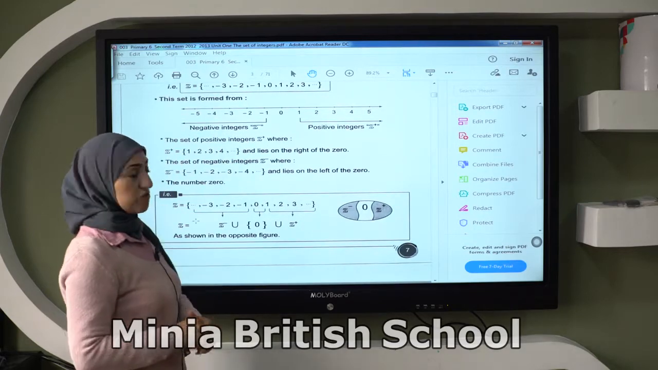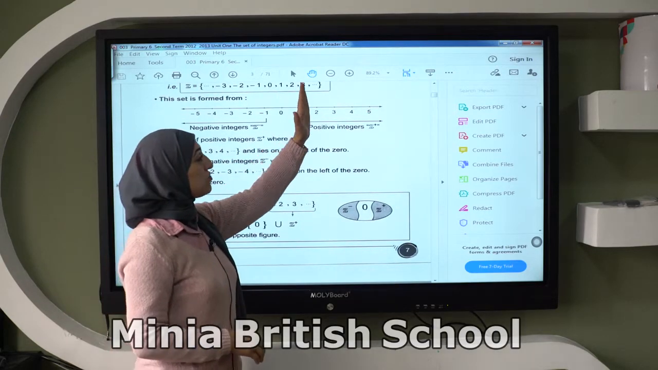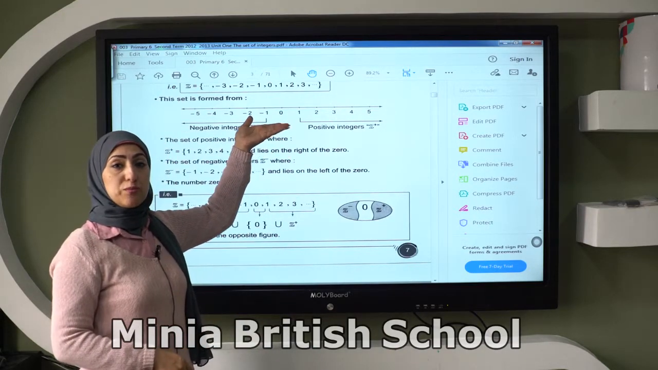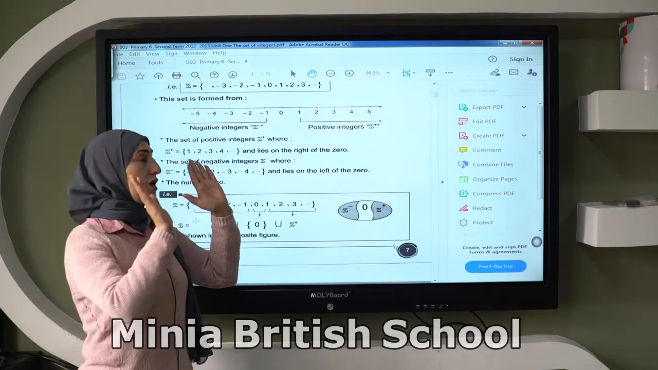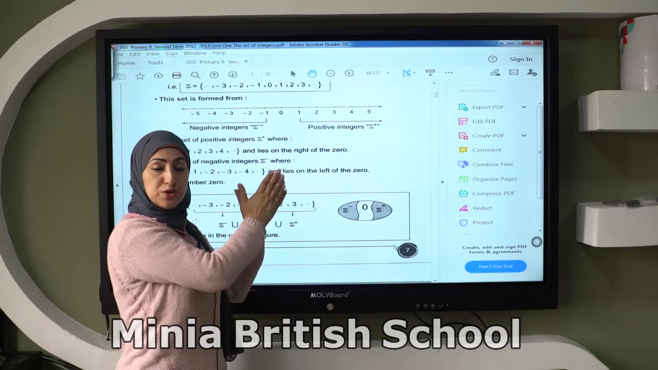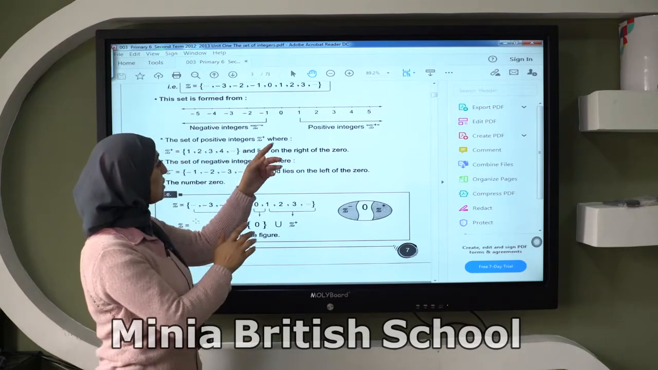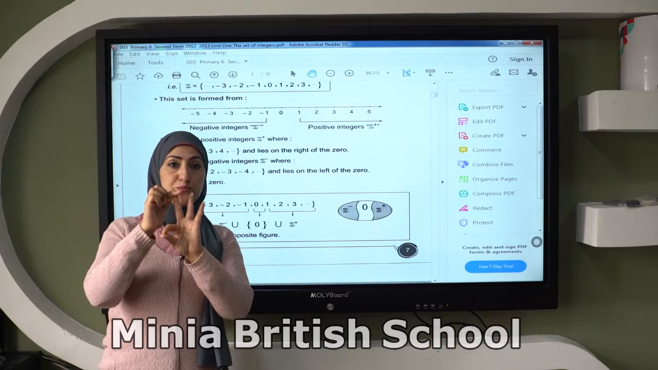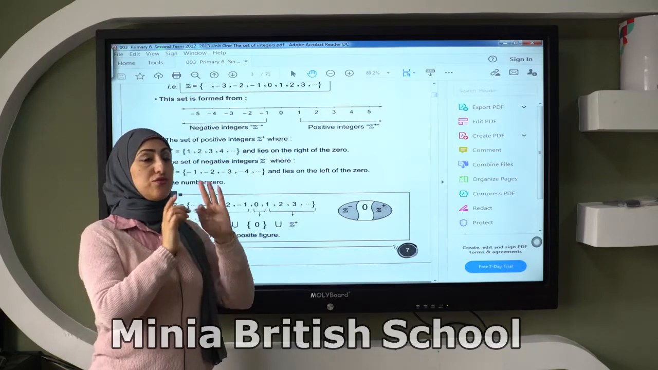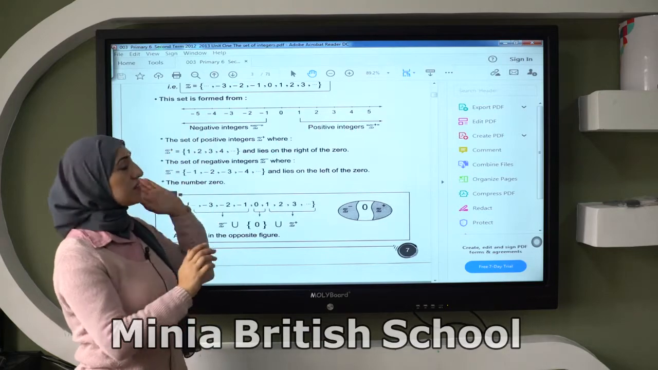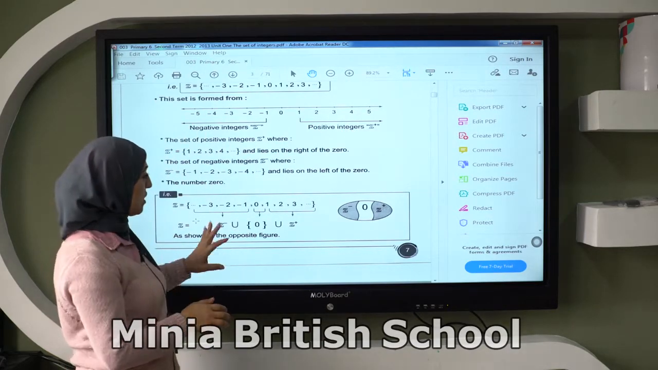What about the positive integers? It's 1, 2, 3, 4 and so on. What about 0? It's a set by itself. It's a separate set. So here on the number line we have 3 sets: 0 in the middle, then the positive integers and the negative integers, okay?